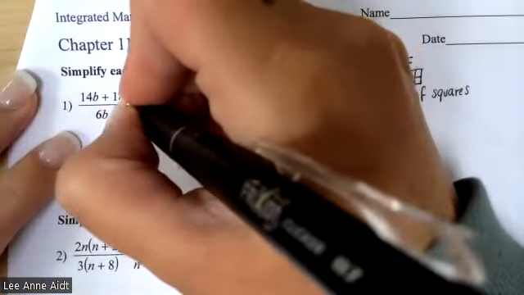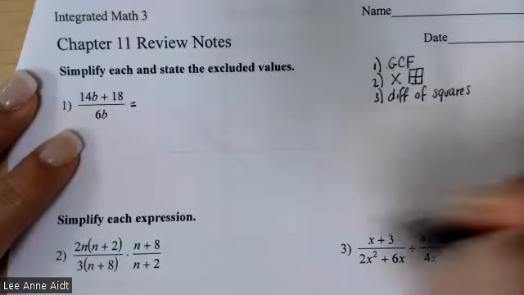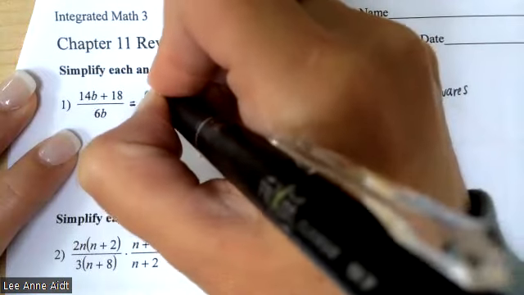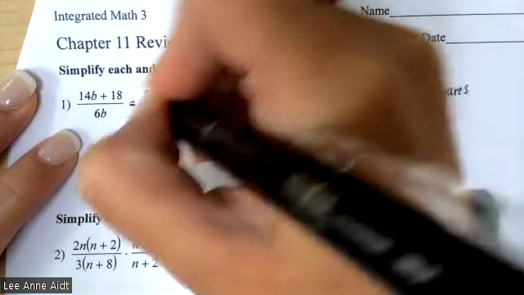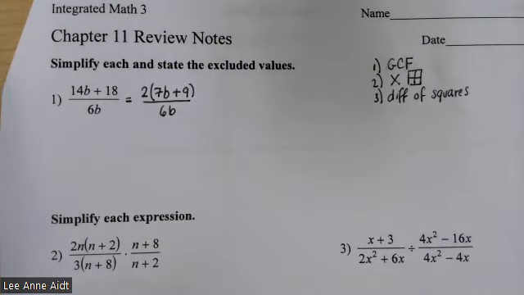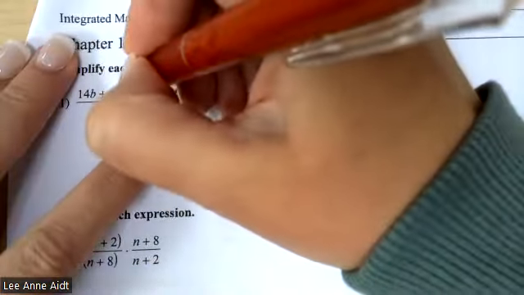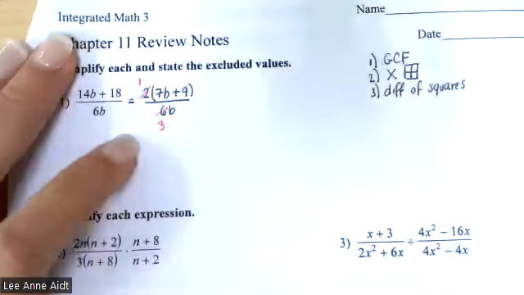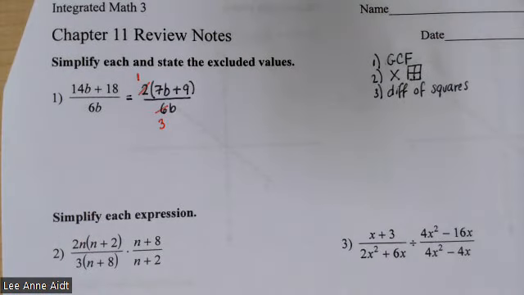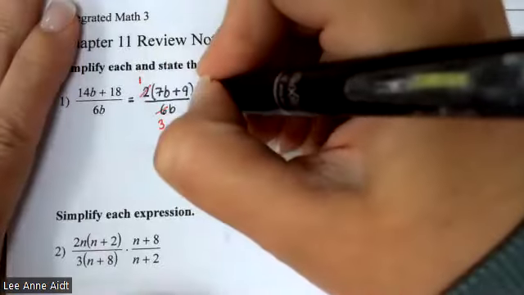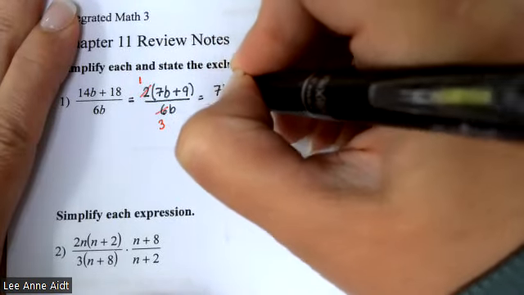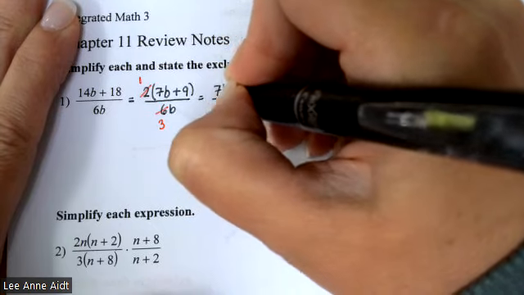And what is the GCF of the numerator? 2. So I have 2 and then 7b plus 9 over 6b. This is not a super satisfying problem because there's not a lot to reduce, but I can reduce 2/6 to 1/3. And I get the final answer of 7b plus 9 over 3b.